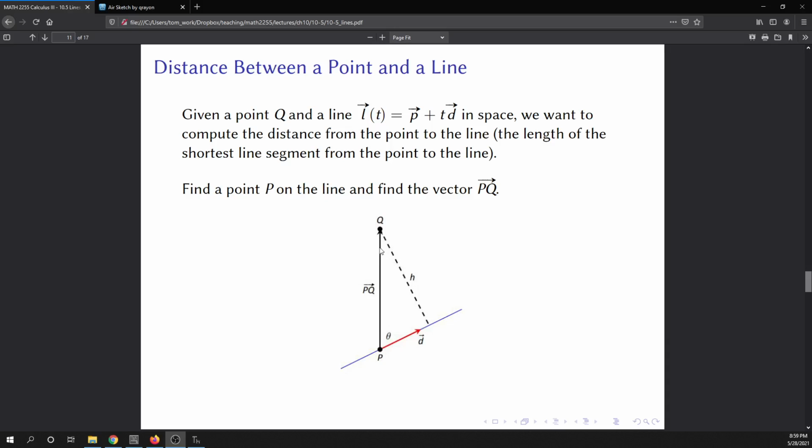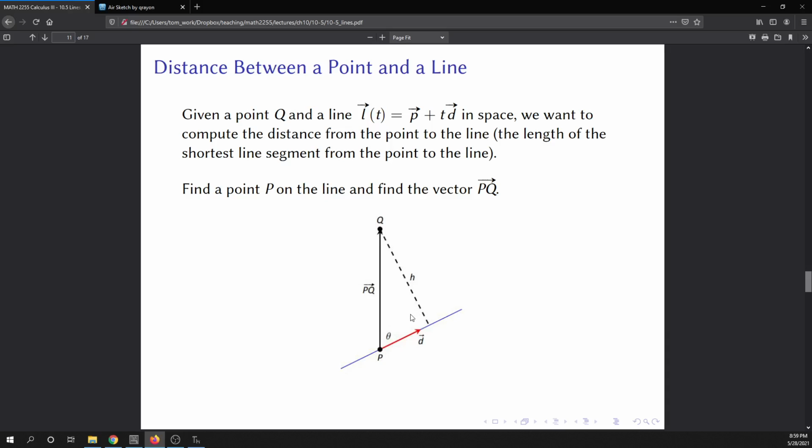The next thing that you would do is to get a point that's on the line. And that's really easy because all you need to do is plug in some value for the parameter, and 0 is normally the easiest one. And so when you plug in a 0, you're going to get this point that this vector points to. Okay, so that's the point, capital P. And then you would find the vector from P to Q, just doing terminal minus initial.